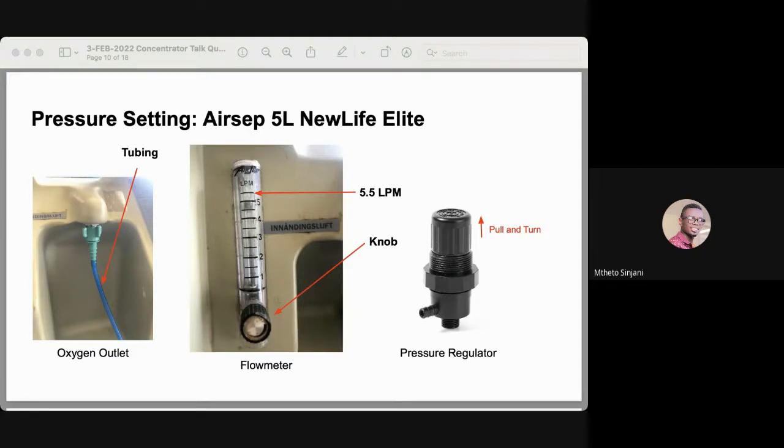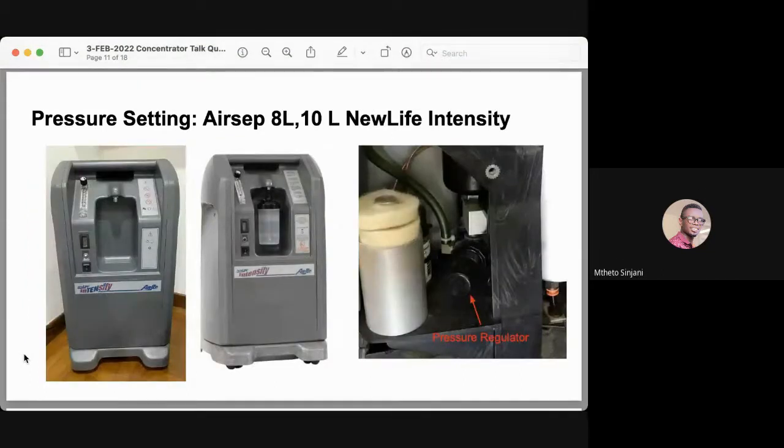After you have done that, push back the regulator knob so that you lock it, and then put back the side panel. That's more about the 5-liter model. Now I'll talk about the Airsep Newlife Intensity 8 and 10.